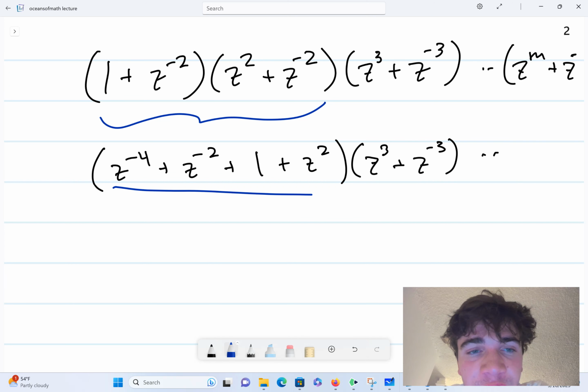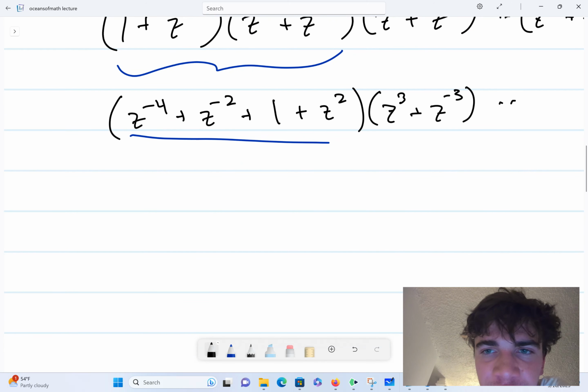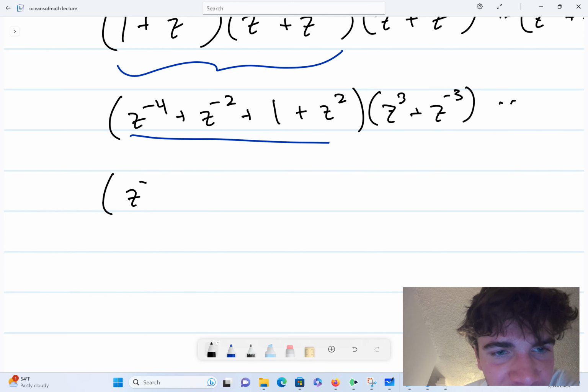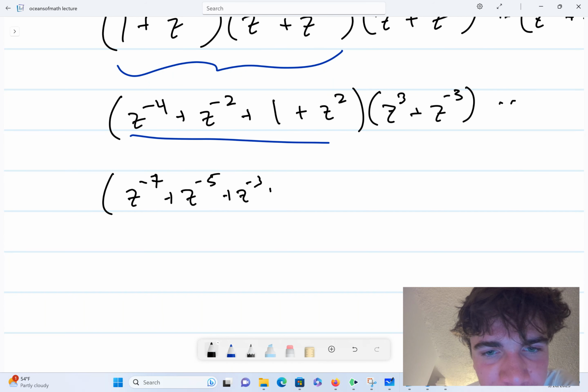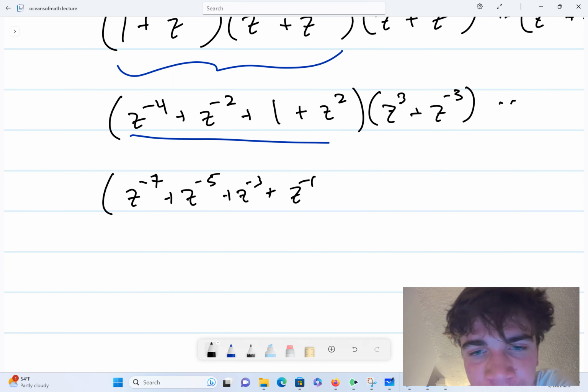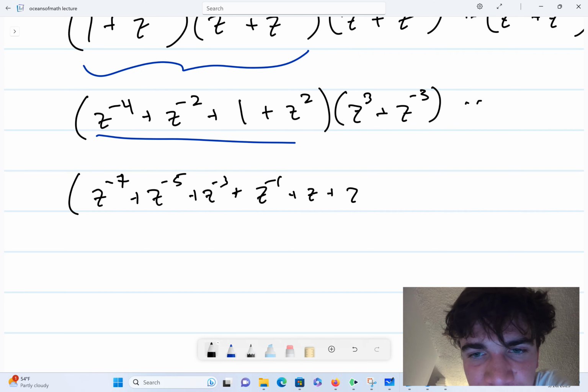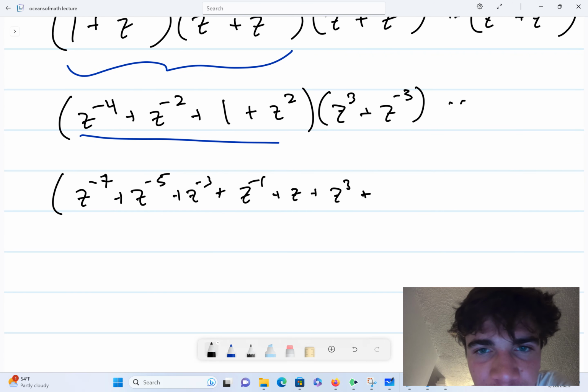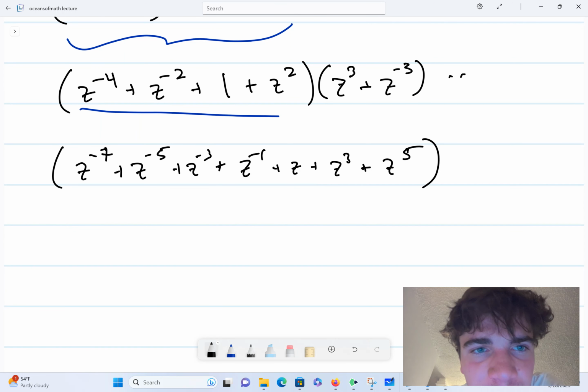So now multiplying in for m equals 3, if I multiply in this next term, z cubed plus z to the negative 3, I'm going to end up with z to the minus 7 plus z to the minus 5, z to the minus 3 plus, ding, ding, ding, z to the negative 1 plus z cubed plus, and I believe we might have a factor of 2 somewhere here, z to the 5th, and I believe I'm missing some sort of factor of 2, and I think it's actually for the 1 over z term.